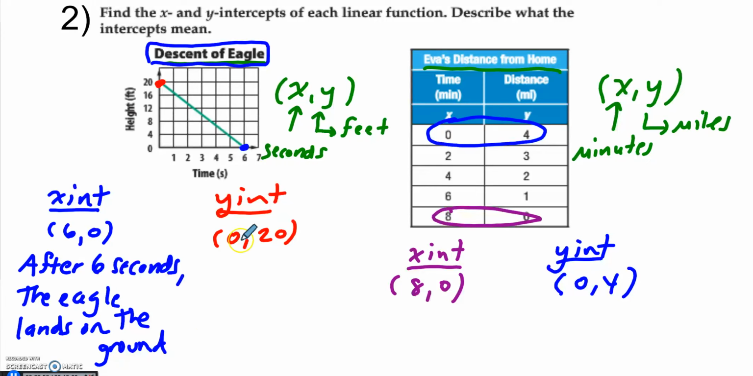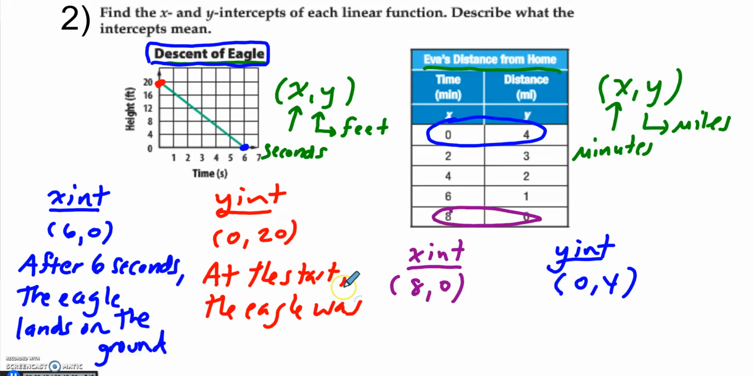The y-intercept, this time, again, 0 represents time again in seconds. And so, again, we could say at 0 seconds, but I'm going to continue with the theme with at the start. So at the start, the eagle was where? So at the start, the eagle was 20 feet above the ground. Probably looking for prey. So there we've interpreted the x and y intercept in this example.